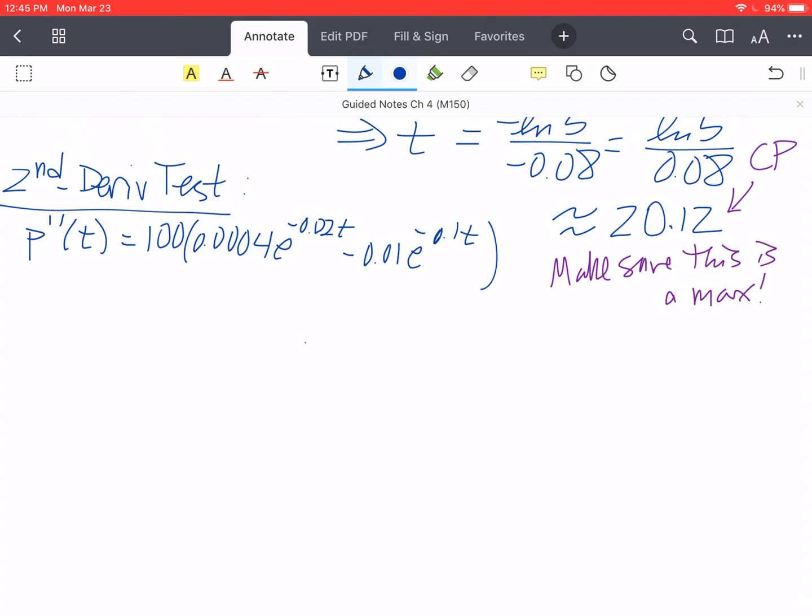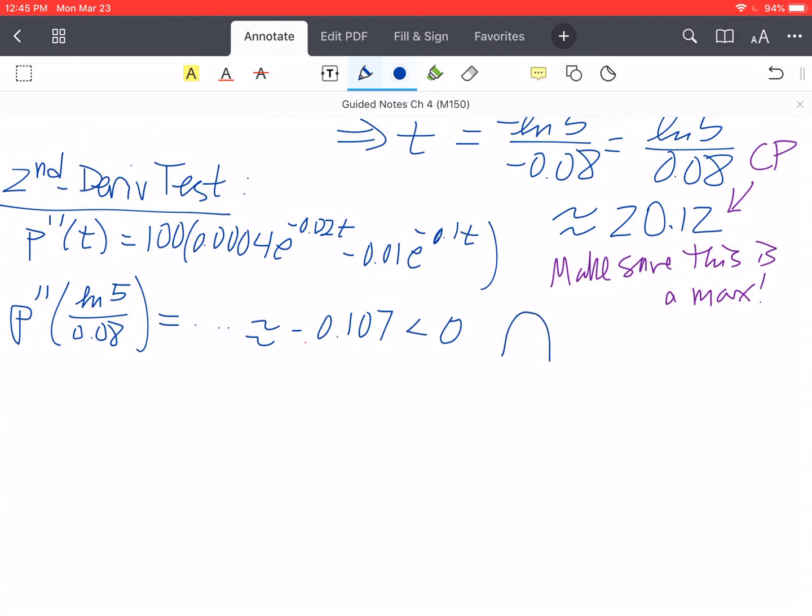Then to test this critical point, we just plug it into the second derivative. So p double prime of ln of 5 over 0.08, which, to get any accurate reading, we would need technology for, we get negative 0.107. But it doesn't really matter what the value is, just that it's negative. Since it's negative, the graph is concave down, so it looks like this, which means our critical point is up here. Our critical point is a maximum value.